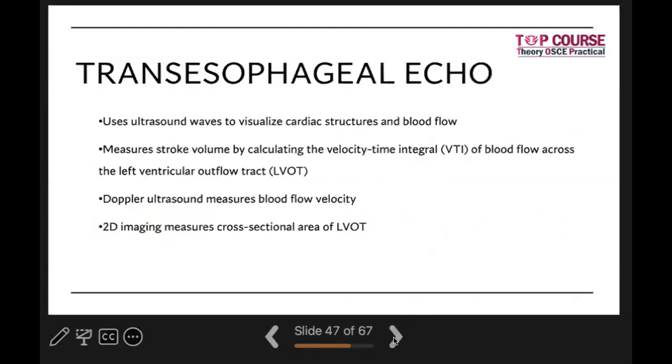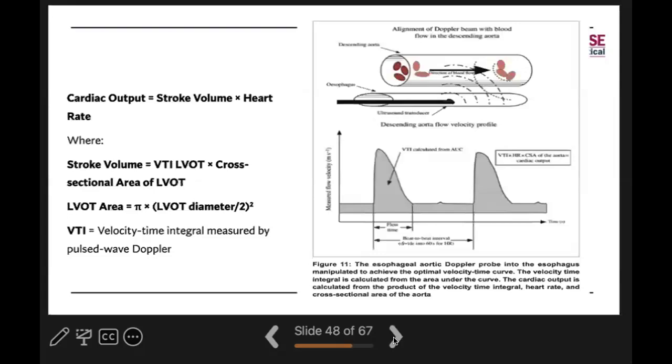So coming on to the next minimally invasive device, which is transesophageal echo. As the name suggests, we have to do an esophageal echo, a minimally invasive one, where the ultrasound waves are going to play a major role to visualize the cardiac structures, and also a Doppler is going to sense the blood flow velocity. So this is a common understanding, right? It is going to measure the stroke volume by calculating the velocity time integral of the blood flow across the left ventricular outflow tract. A Doppler is going to measure the blood flow velocity, and you are also going to get the left ventricular outflow tract cross-sectional area. So basically, cardiac output is equal to stroke volume into heart rate.